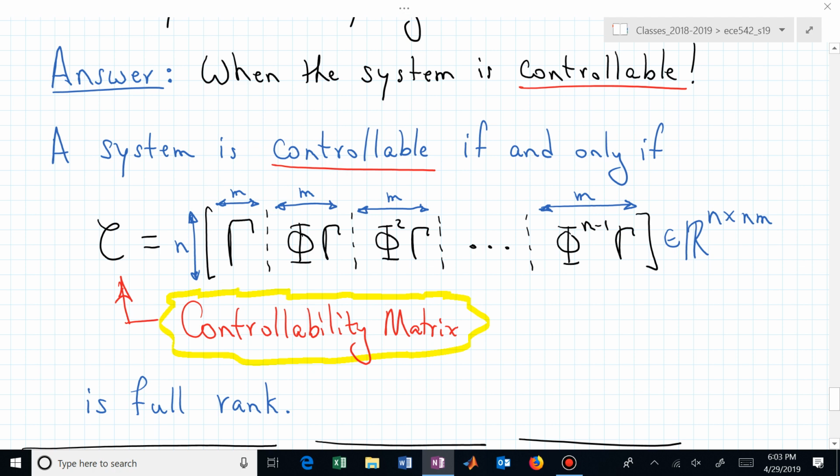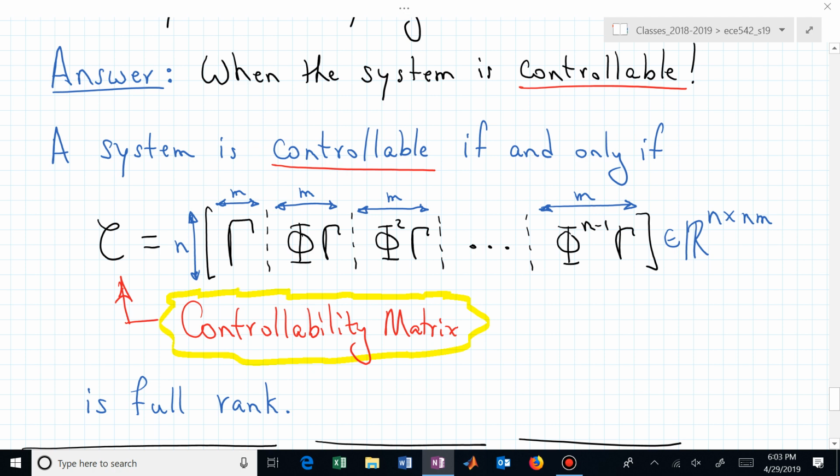And we now put gamma in the first partitioning location in this script C matrix. Then we form the product of phi with gamma. That now forms a new set of columns, and we stack that to the right of gamma. Then I wouldn't compute phi squared. I would just hit phi gamma on the left with phi. And now you have phi squared gamma.